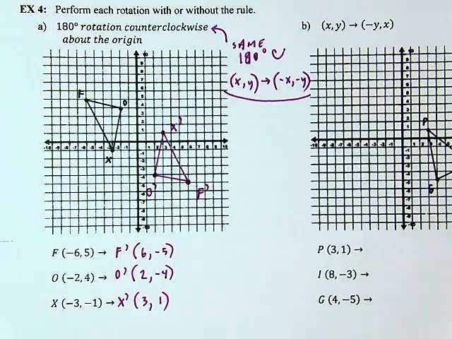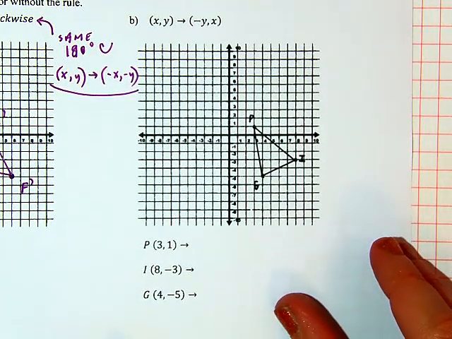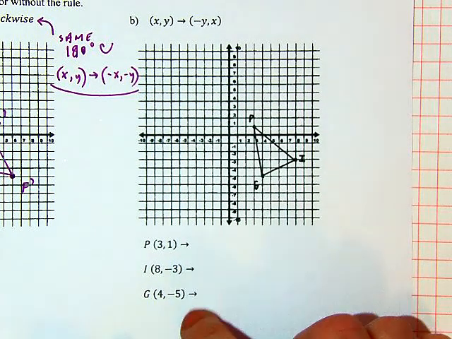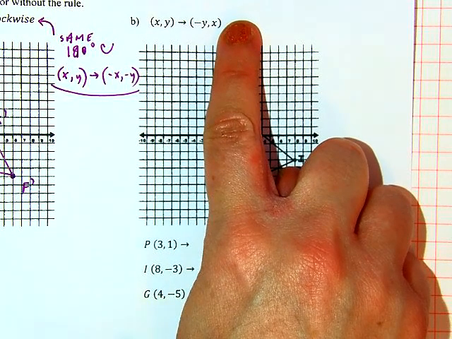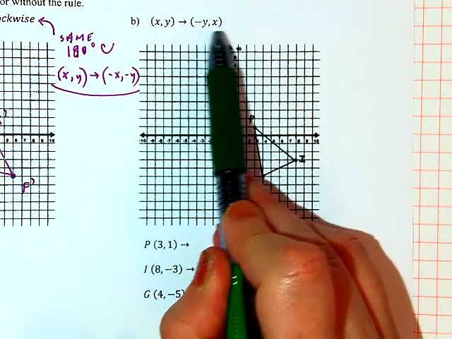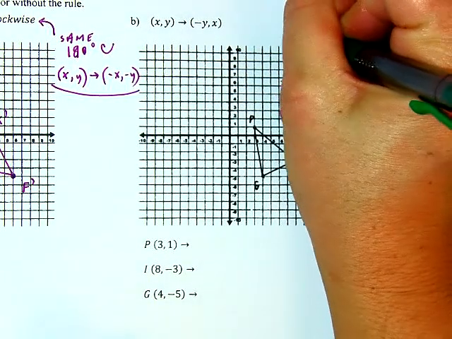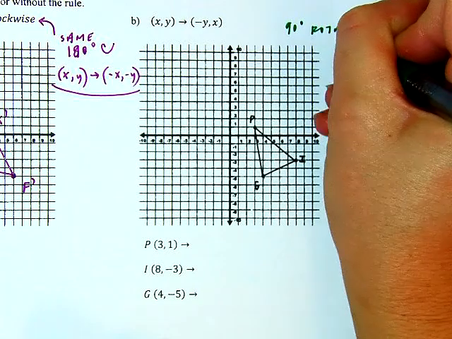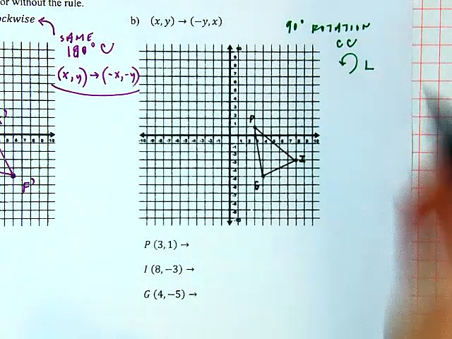All right, last one. Let me slide it over. So here I'm given a rule. So if I don't remember what that rule says, I could always just apply it to these points first. Okay? I do happen to know what that rule is since we just reviewed it. So here we see that X and Y switch positions, and the negative is going on the left-hand side. So that tells me that this is a 90-degree rotation, and we're going against the clock. We're going counterclockwise.